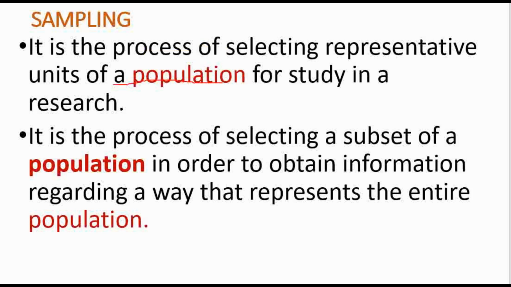In research we usually collect this type of sample so that the research will happen easily. We cannot do the whole research on the population. It is a process of selecting a subset of the population, a small group, in order to obtain information that represents the entire population. So the sample itself is very important because whatever data we collect from them represents the whole population.